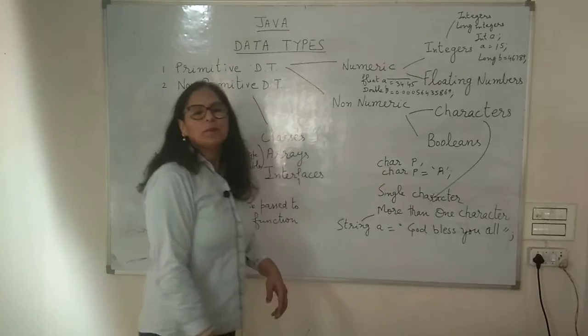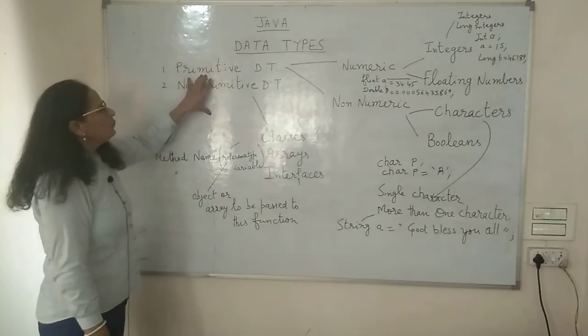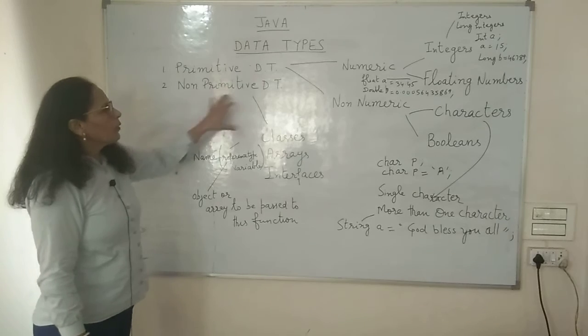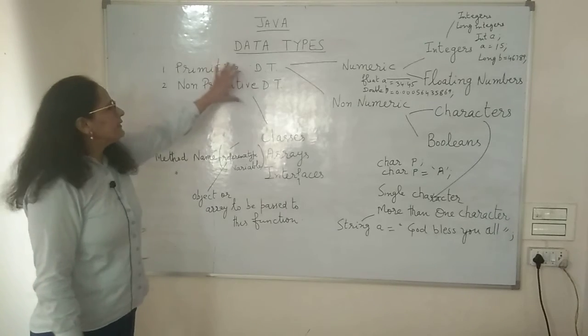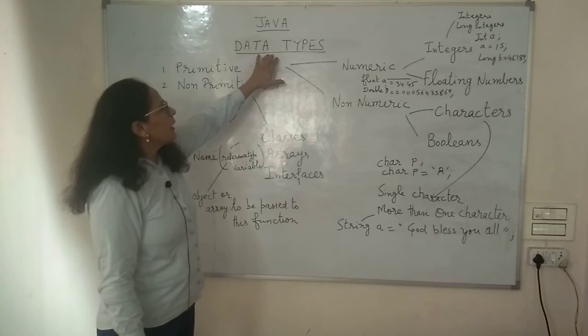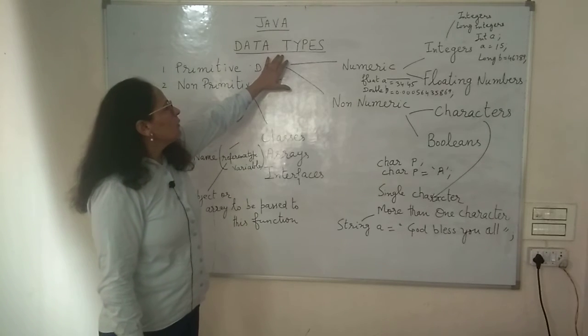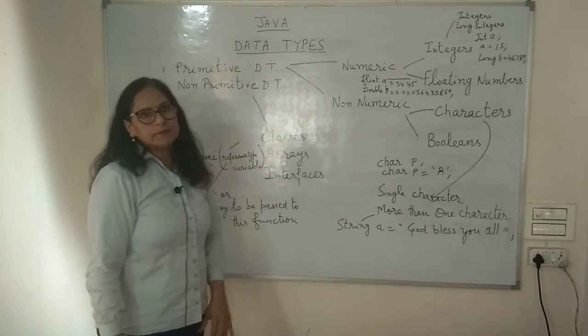Our today's topic is data types. Primitive data types and non-primitive data types. These are the two types of data types which come under the heading of data types. Let's first of all define the data types.